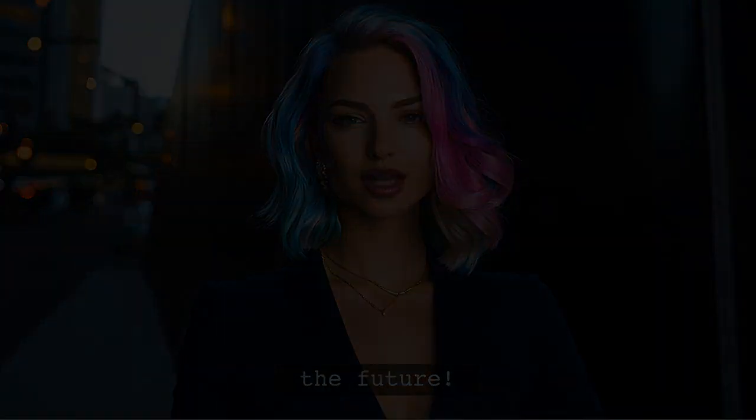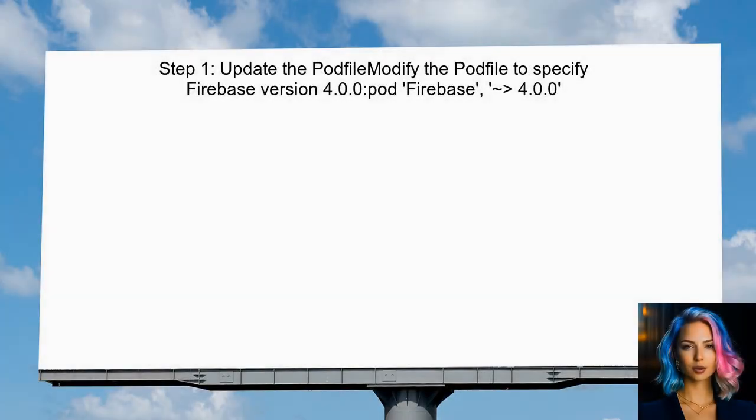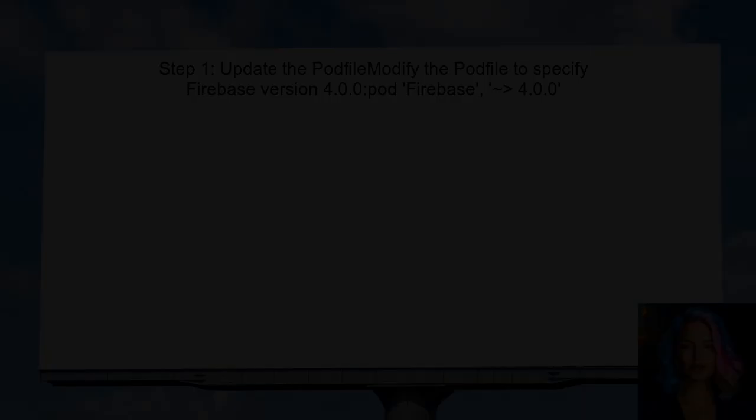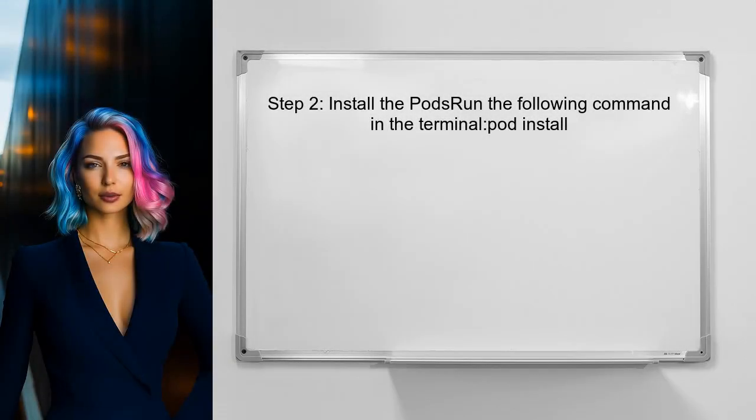To begin resolving the issue, the user should first check their pod file to ensure that it specifies the correct version of Firebase. They can do this by updating the pod file to include the version number for Firebase. Next, the user should run the command to install the pods again. This will ensure that CocoaPods fetches the latest version specified in the pod file.